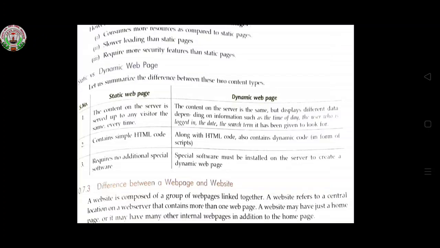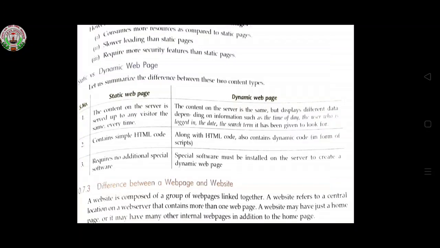There is HTML code also, and JavaScript. There are so many scripting languages, so you can see a scripting language somewhere. So when a creator creates a dynamic page, they will not only use HTML, they will use a scripting language also. But in static, we will use only HTML code that we had done in class 10. So this is the difference between static and dynamic web pages.